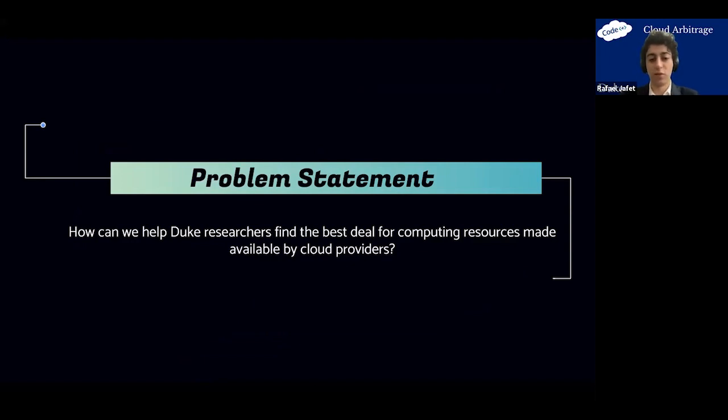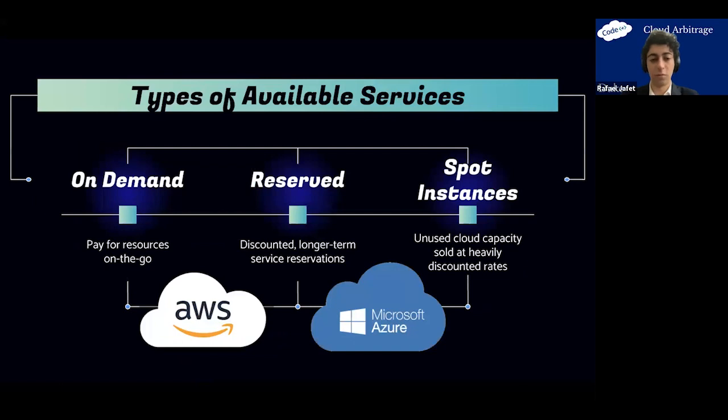And there are three main ways in which cloud providers make their resources available. It's either through on-demand instances, which means that you pay for the resources that you need on the go. There are reserved instances, which are more discounted as compared to on-demand services, but they require a longer-term commitment, generally from 1 to 3 years. And then there are spot instances, which are unused cloud capacity sold at heavily discounted rates.